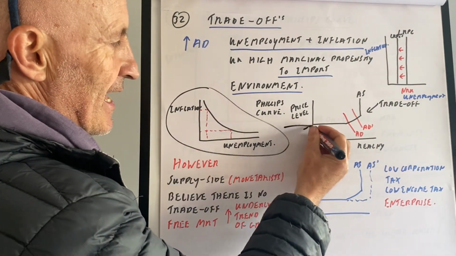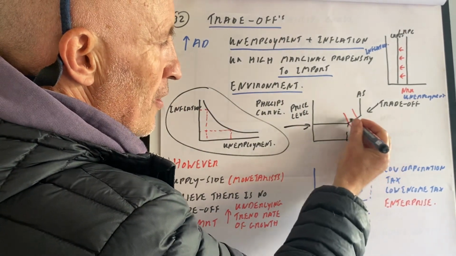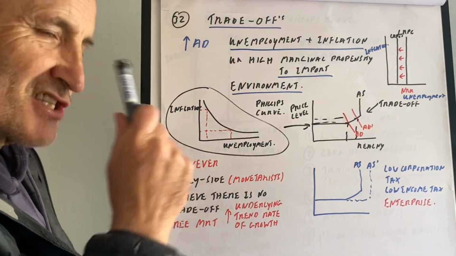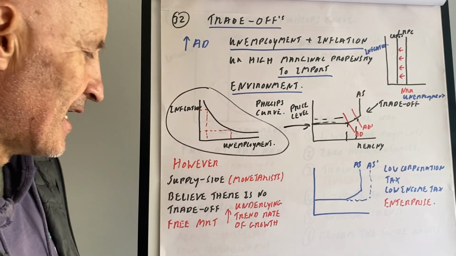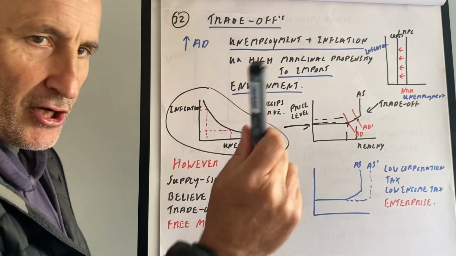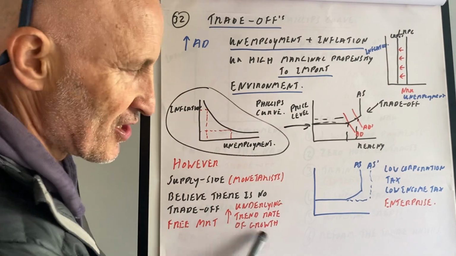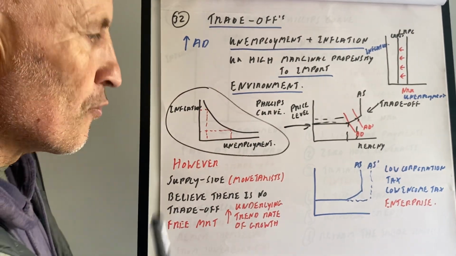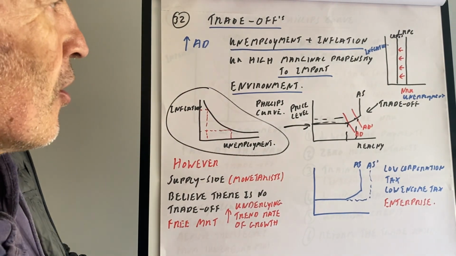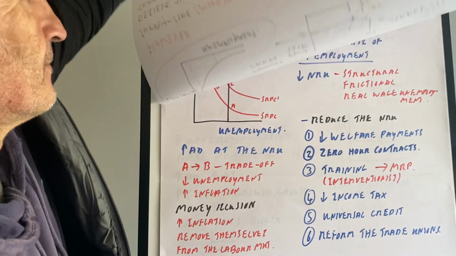But there's also a link with this graph here: as we increase AD, we're going to get more growth, but we're also going to get slightly more inflation, so that is a classic trade-off. However, the supply side, and this is really important, the monetarists believe that there is no trade-off between the main macro objectives: full employment, price stability, economic growth and balance of payments equilibrium. Because if you increase your underlying trend rate of growth, then you can grow your economy without getting inflation, and also become more efficient, and you can sell more exports, etc. So the monetarists believe that there is no trade-off.